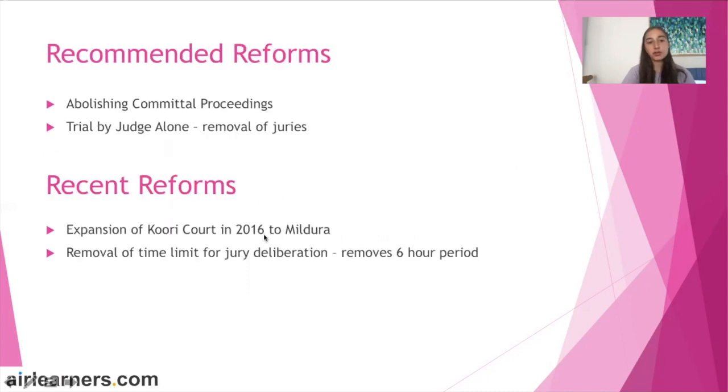Finally, 2 recommended and 2 recent reforms that you can look into for this is, first, for recommended reforms, abolishing committal proceedings, and you talk about why, the issues, the weaknesses of committals that are in the previous video. Trial by judge alone and the removal of juries, and you talk about the issues with juries that we spoke about earlier in this video. Finally, recent reforms, the expansion of the Koori Court. An example would be in Mildura in 2016. I'm sure there are more recent examples. And also the removal of the time limit on jury deliberations. There used to be a set period of 6 hours, which they removed in 2017.